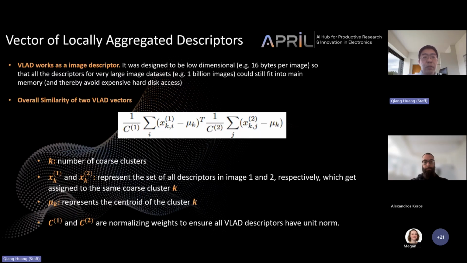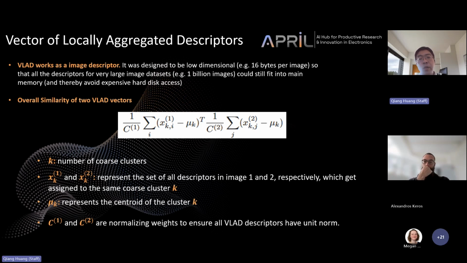This slide shows the principle of the VLAD. And certainly the first is the aim of VLAD. As I mentioned just now, it was designed to be low dimensional. I think the original motivation is to generate the vector descriptor, which can be used to store large amounts of images. We know currently online there are huge amounts of images, which leads to the big space needed to store them.